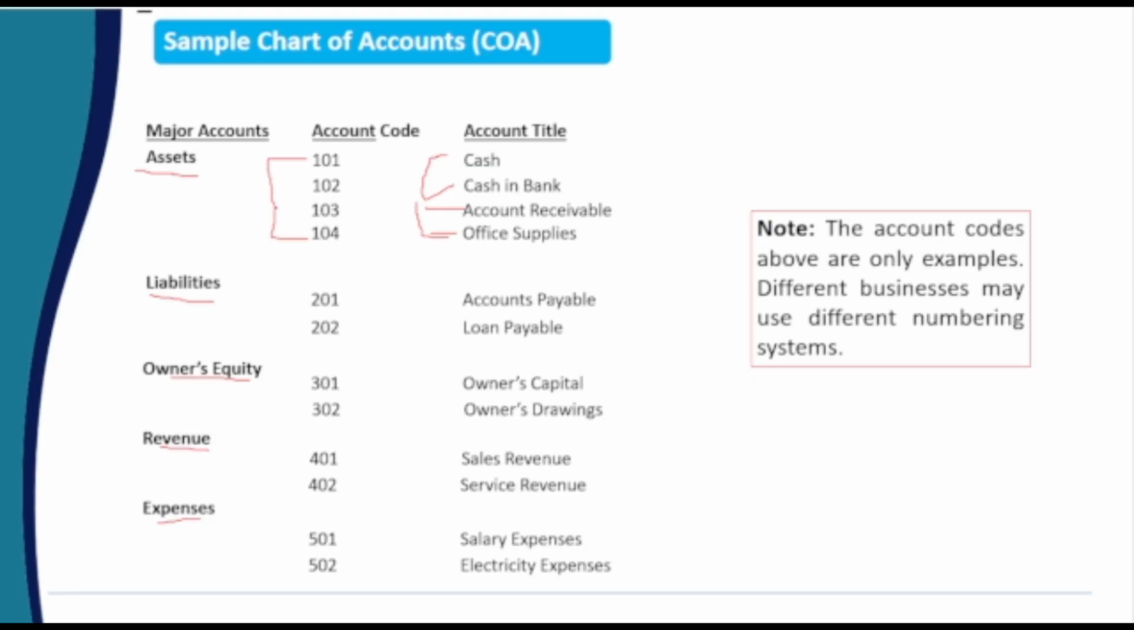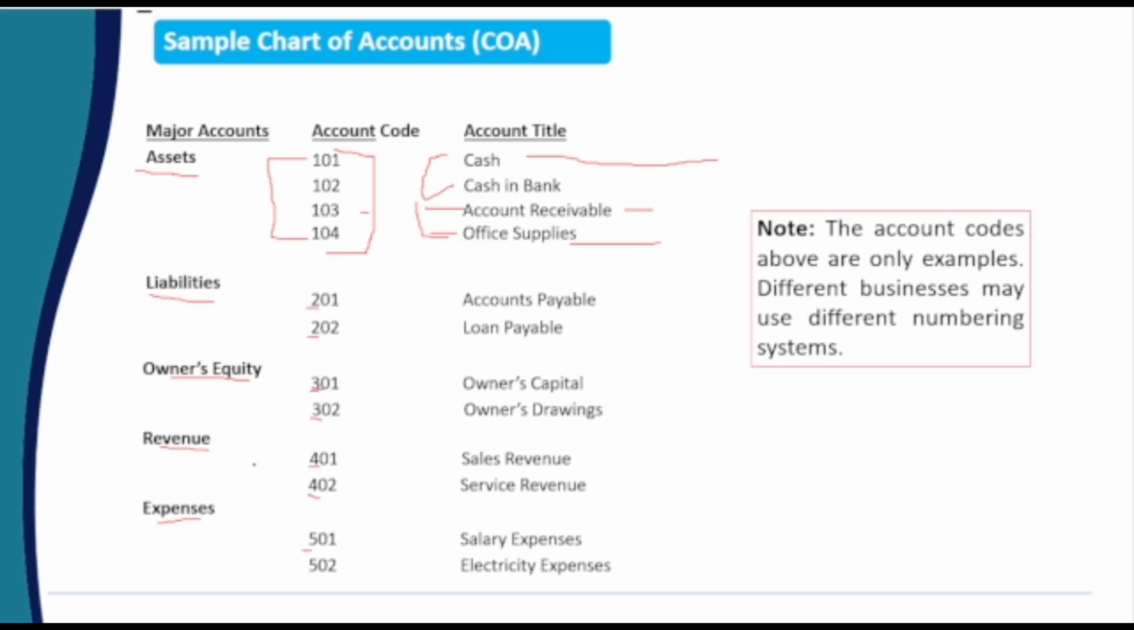And did you observe guys that we also created the account code? This is an example only because different companies use different codes. This is actually part of the account title na easily to identify. Para siyang identification number na kapag 104, ibig sabihin office supplies siya. Pag 103, ibig sabihin accounts receivable siya. Hindi siya maghahalo-halo. Dito naman sa liabilities, nag-start siya sa 2. Owner's equity, nag-start siya by 3. Revenue, nag-start siya ng 4.